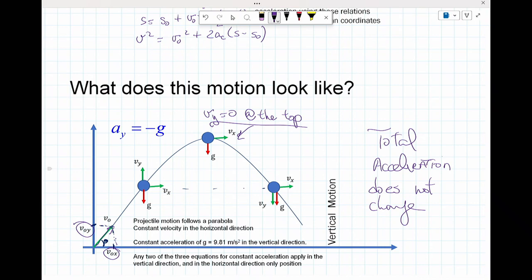And this is important because we're going to start looking at problems next time in NT coordinates where acceleration in the tangential and normal direction do vary, but the total value is always going to be g if it's a projectile motion. Any questions about this so far?